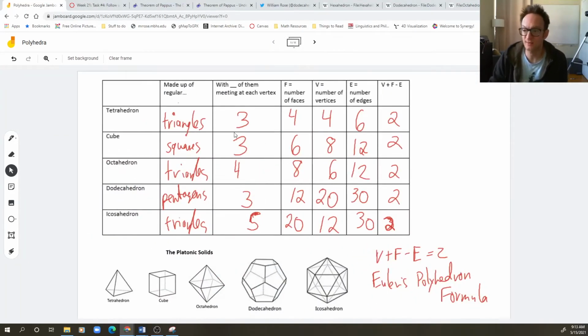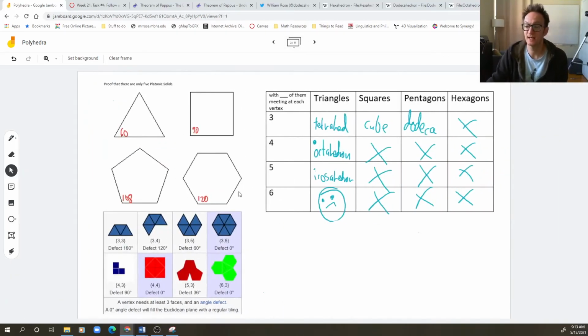What did we do in class? We looked again at the 5 Platonic solids, counted their number of faces, vertices, and edges, noticed that there's some kind of pattern, and then we gave a kind of informal geometric proof that there are only 5 Platonic solids.